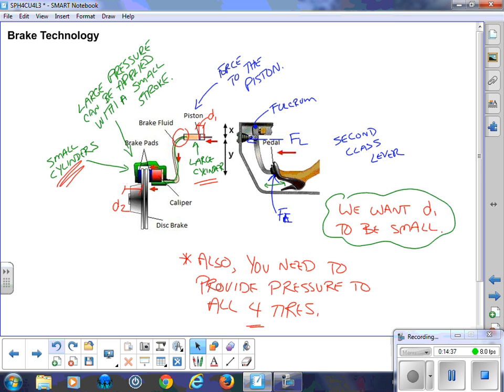All right. There's a couple of real-world examples, the hydraulic press and the brake system. You've got an example on how to do the calculations. Any problems, you know where to find me. Good luck, and we'll talk to you later.